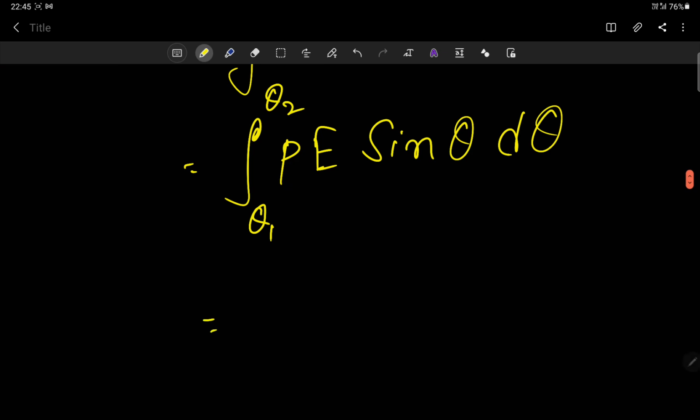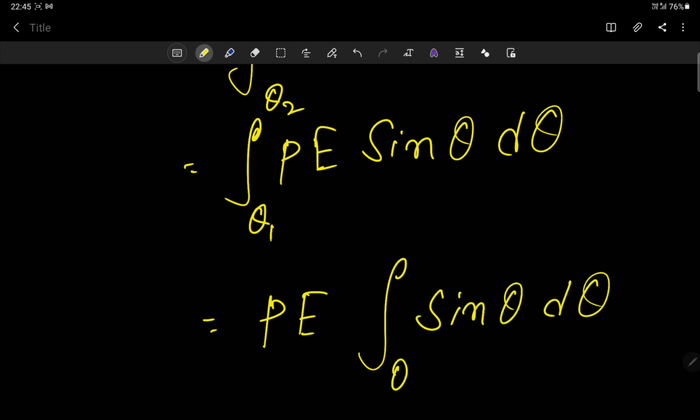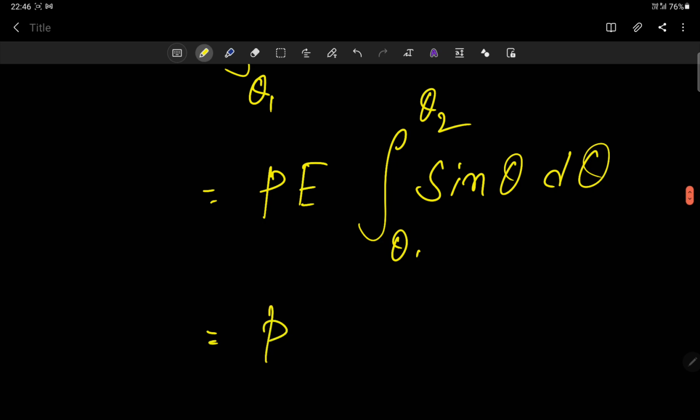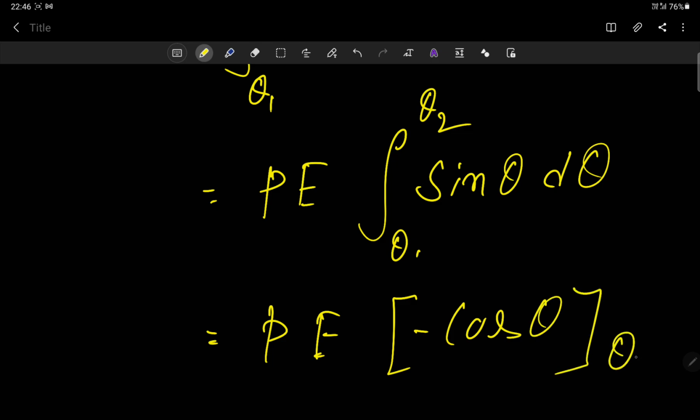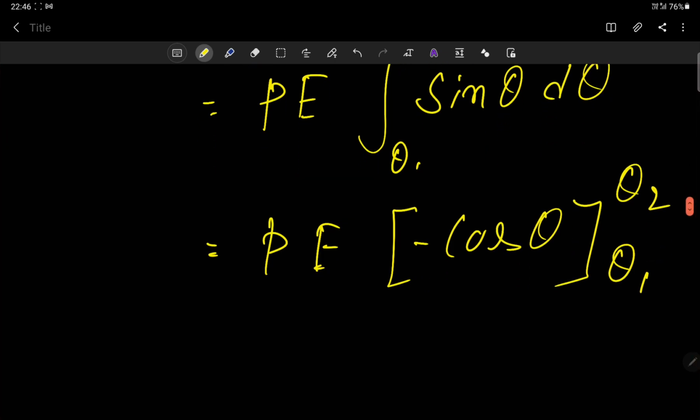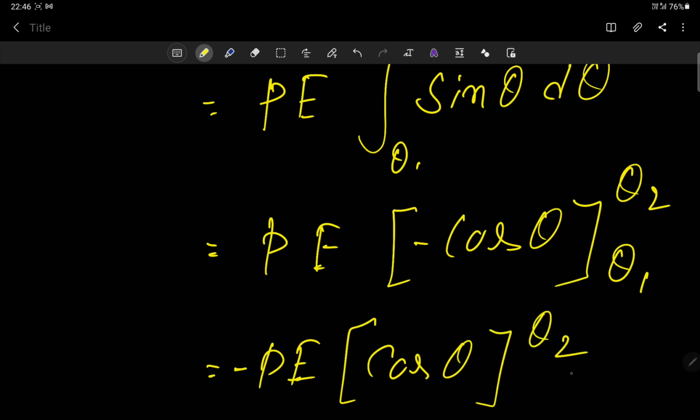Now here P and E are constant, so you can take them out. So the integration of sin theta d theta from theta 1 to theta 2. Now the integration of sin theta is actually minus cos theta, from theta 1 to theta 2. Now we have to put the limit. So let me take the minus out: minus P E into cos theta from theta 2 to theta 1.